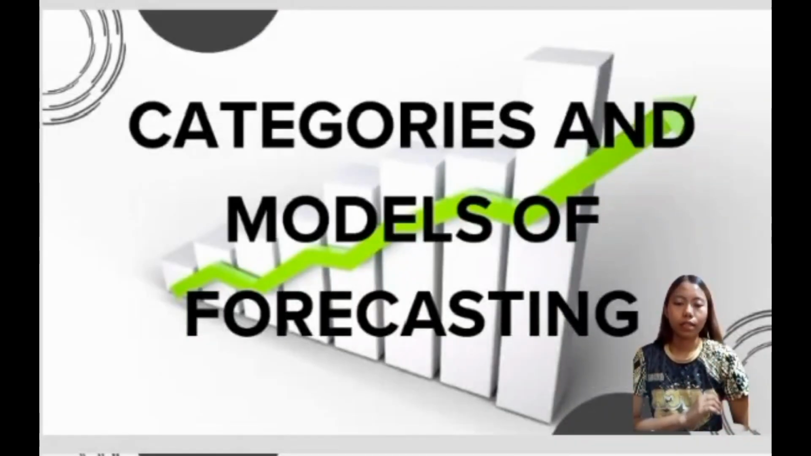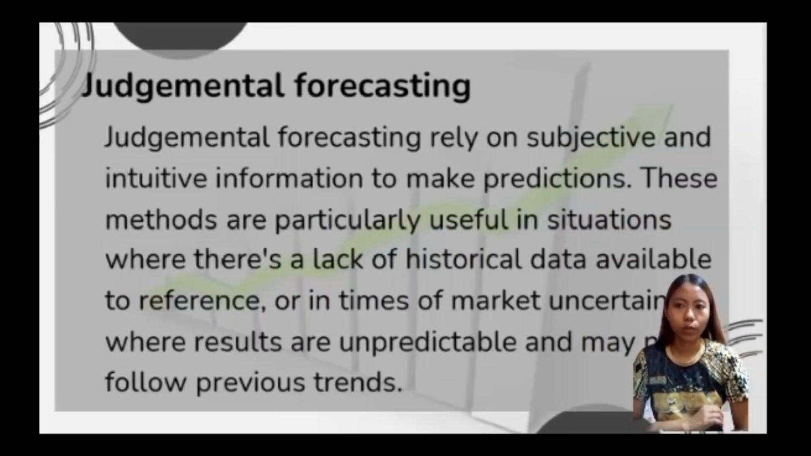So the next topic is all about the categories and models of forecasting. So first we have judgmental forecasting. Judgmental forecasting relies on subjective and intuitive information to make predictions. These methods are particularly useful in situations where there's a lack of historical data available to reference, or in times of market uncertainty where previous trends.